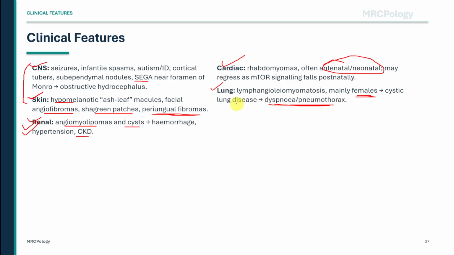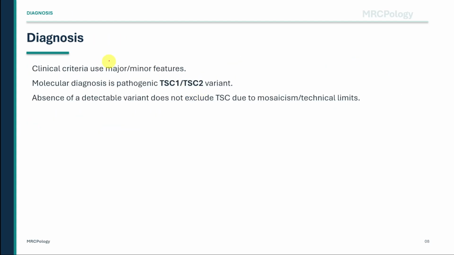Diagnosis can be made clinically using major and minor features, but molecular diagnosis is by identifying a pathogenic TSC1 or TSC2 variant. Another MRCP trap, absence of a detectable variant does not exclude tuberous sclerosis, because mosaicism or technical limitations may mean the mutation is not found on standard testing.